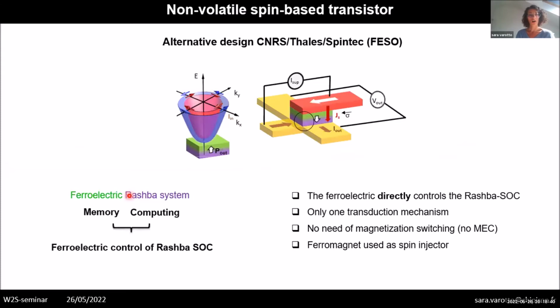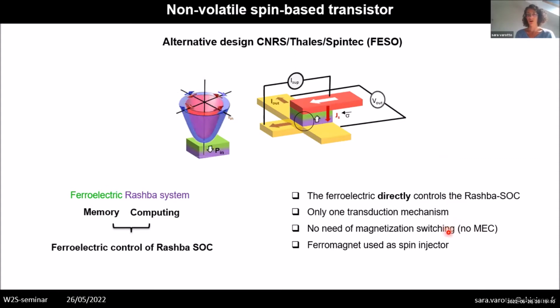In fact, we just need a ferroelectric Rashba system that in itself combines the memory and the computing functionality, because the ferroelectricity directly controls the Rashba spin-orbit coupling. And in this case, then we need just one transduction mechanism. We don't need the magnetoelectric coupling because we don't need to switch the magnetization electrically anymore. And we just keep the ferromagnet just to inject the spin current for the readout.